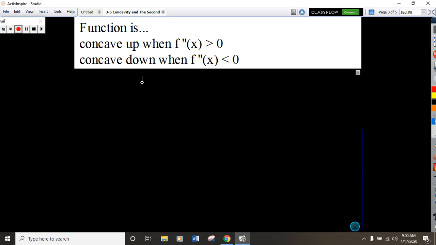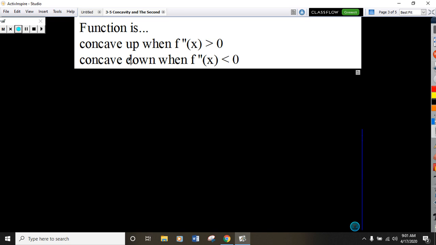It's actually possible for your entire graph to be above the x-axis. So that means it would be concave up the entire time. It's also possible for your graph to be below the x-axis the entire time. In that case, it would be concave down. So there is possibilities of just having one type of concavity.